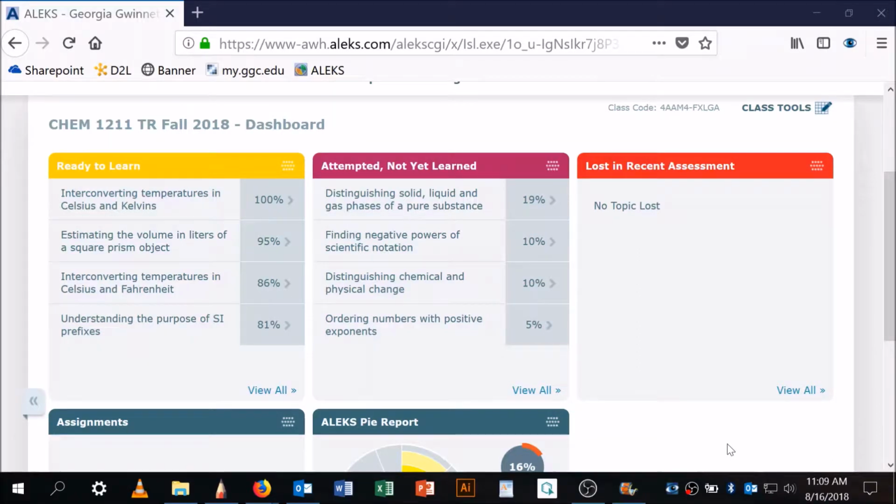Okay, so the final topic for this attempted not yet learned is ordering numbers with positive exponents, and most people got that right. It looks like 95% of the people who started it got it right and finished it. But it's worth a little bit of practice. Let's go back and look at this.